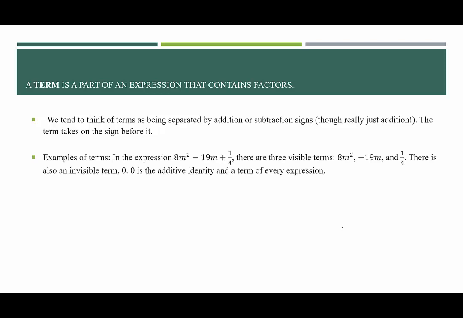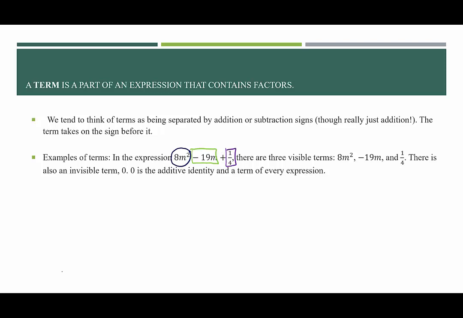So examples of terms. We have this expression, 8m squared minus 19m plus 1/4. We see 3 visible terms. 8m squared is the first term, right? That's the first thing that's in front of addition and subtraction. Then we have this one in the middle, the minus 19m, because we could rewrite it as plus negative 19m. So we have a term of negative 19m. And then we have this 1/4.